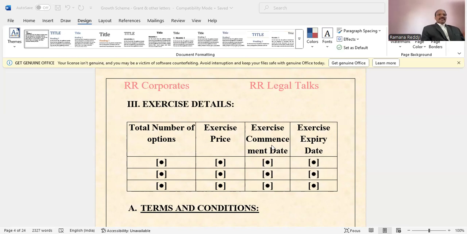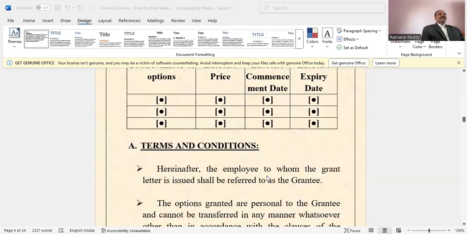Exercise expiry date. From the exercise commencement date, we have to give some time. Generally, some companies will give 2 months, some will give 2 years, some will give 1 year. This is also completely the option of the NRC, which can take a decision. Suppose the exercise commencement date is 1st July 2026 and you are giving an exercise period of 2 years, then the expiry date is 1st July 2028. During the 2 years, the employee can exercise based on his availability of funds.